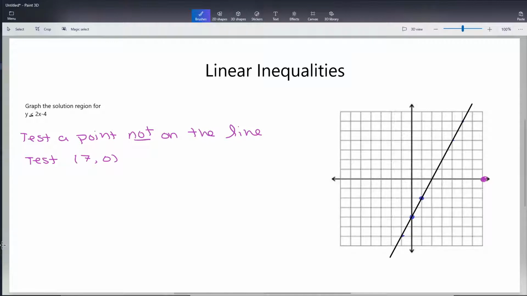Okay, so if we test this, we plug in 0 for y, 7 for x, okay, and I have 0 is less than or equal to 14 minus 4, or 0 is less than or equal to 10. Okay, now this is true. Okay, so 7, 0 is a solution.